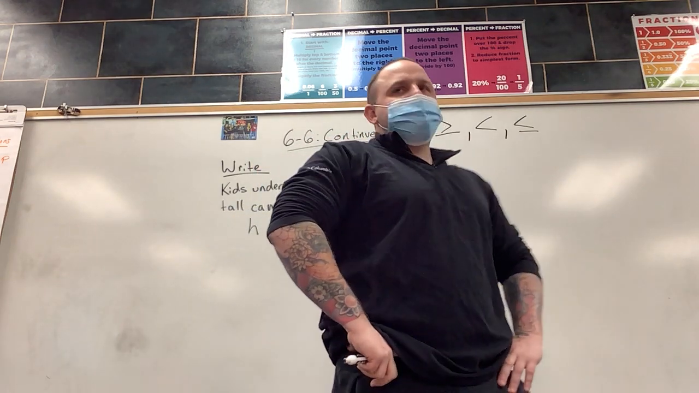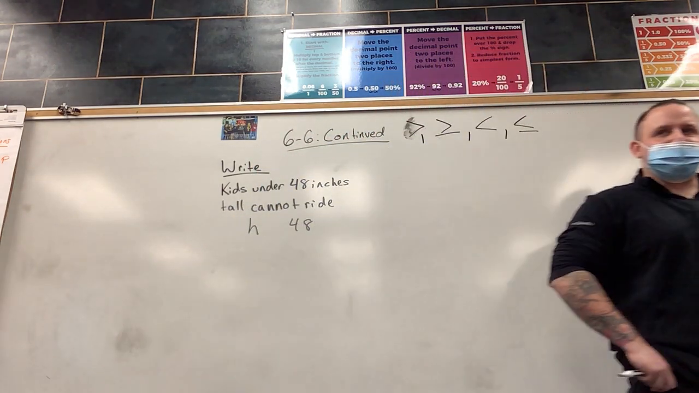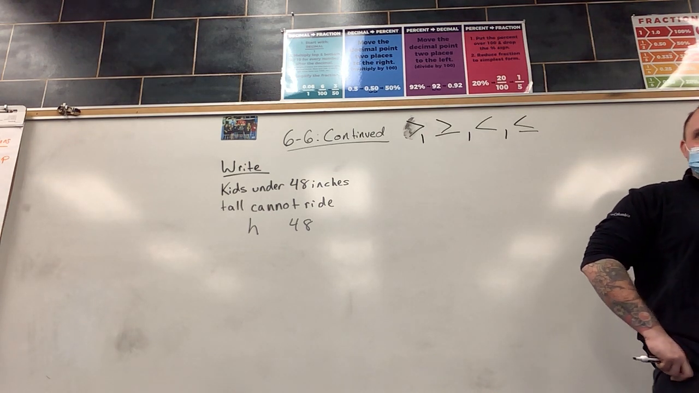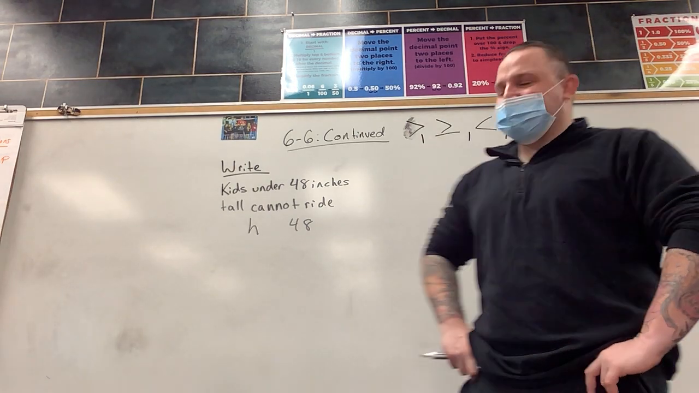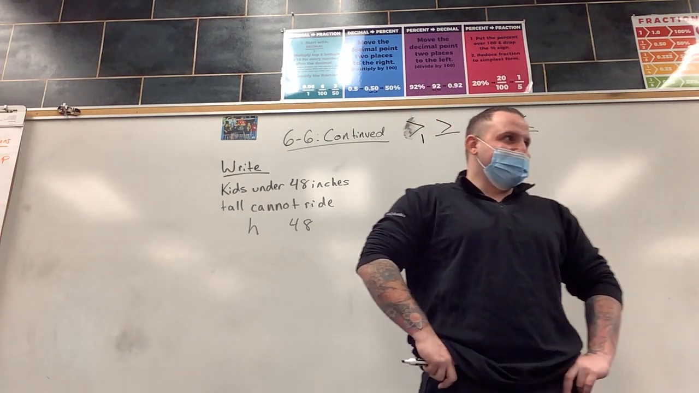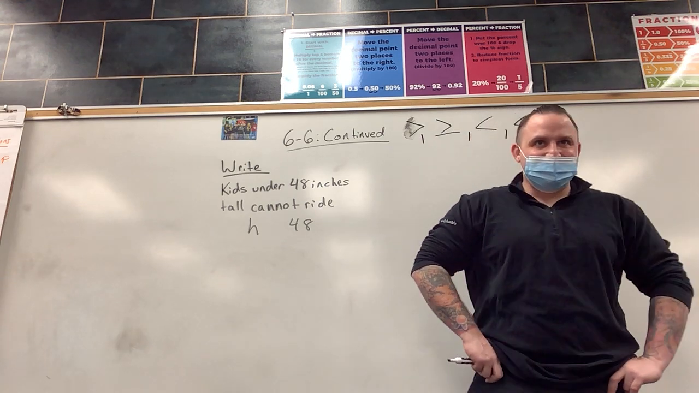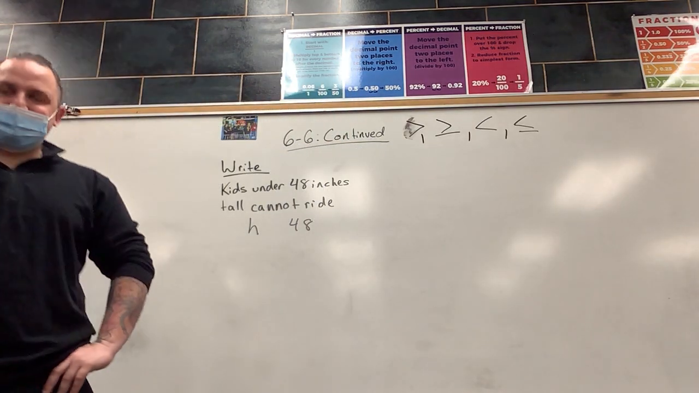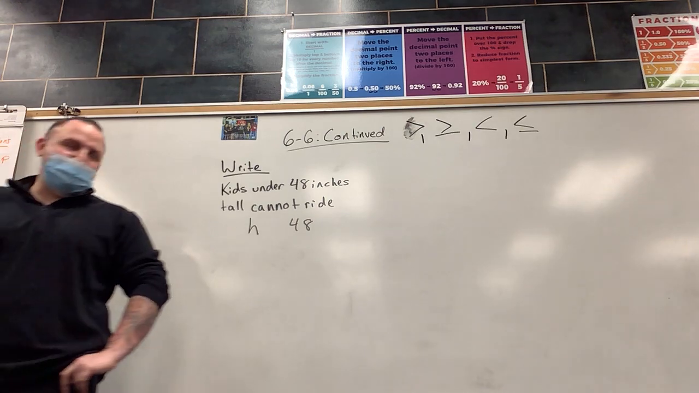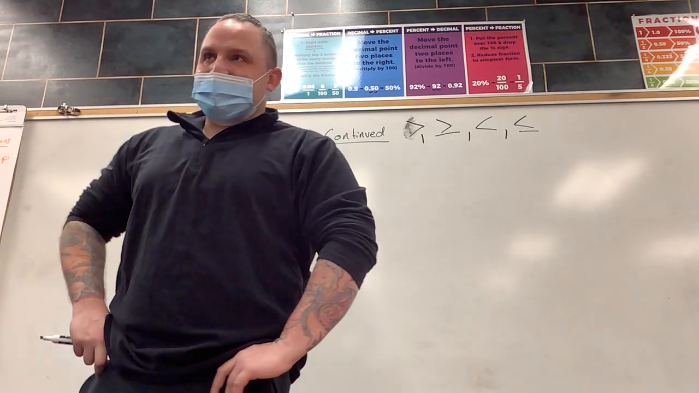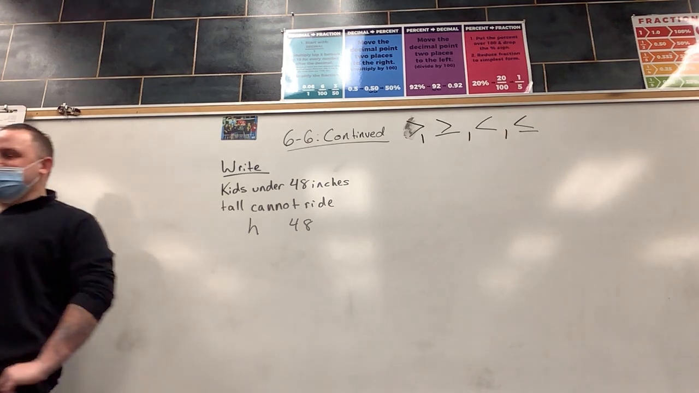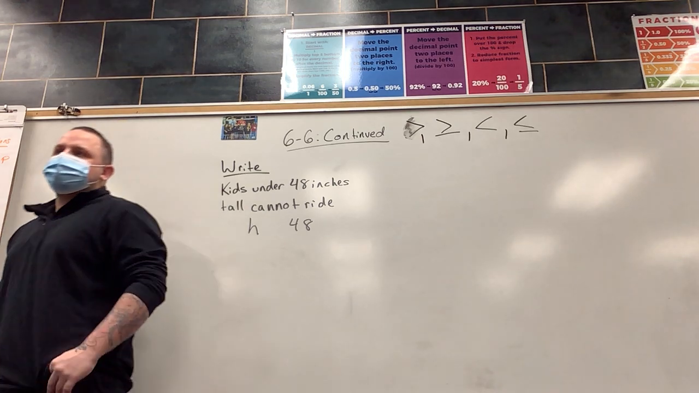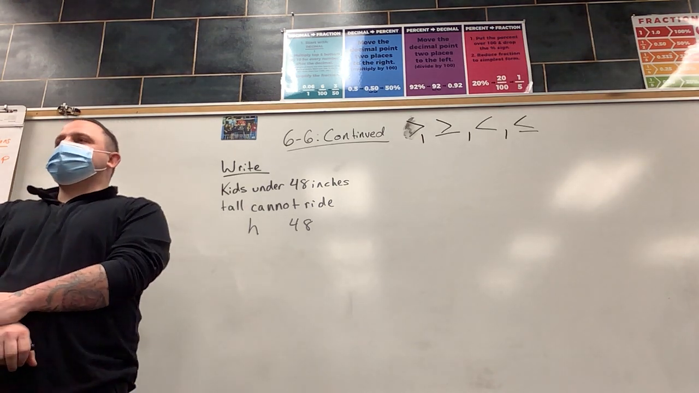All right. Who says greater than or equal to? No. Kids under 48 inches tall cannot ride. Under means what? Less. Kids less than 48 inches cannot ride, right? It's not going to be greater than. Greater than would be if they could ride. We're talking about kids that cannot ride. Who says it's going to be less than or equal to? Who says it's going to be less than?